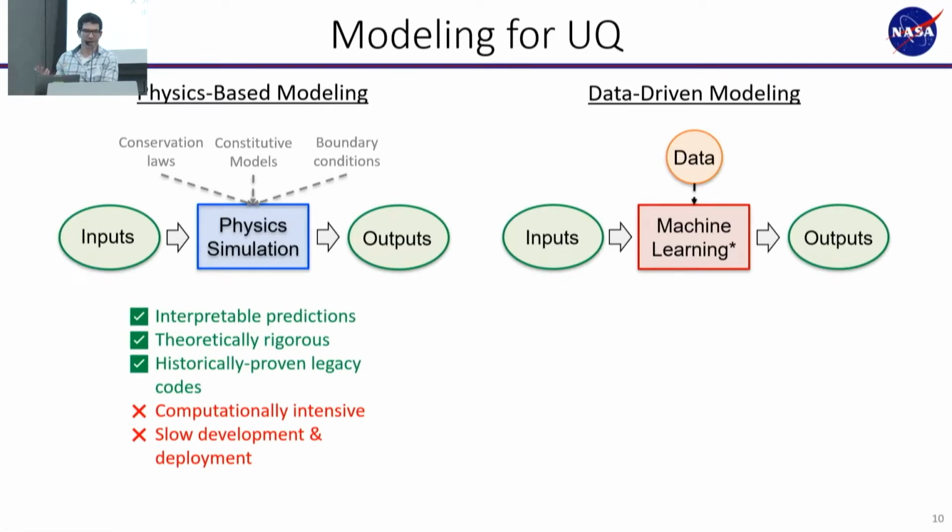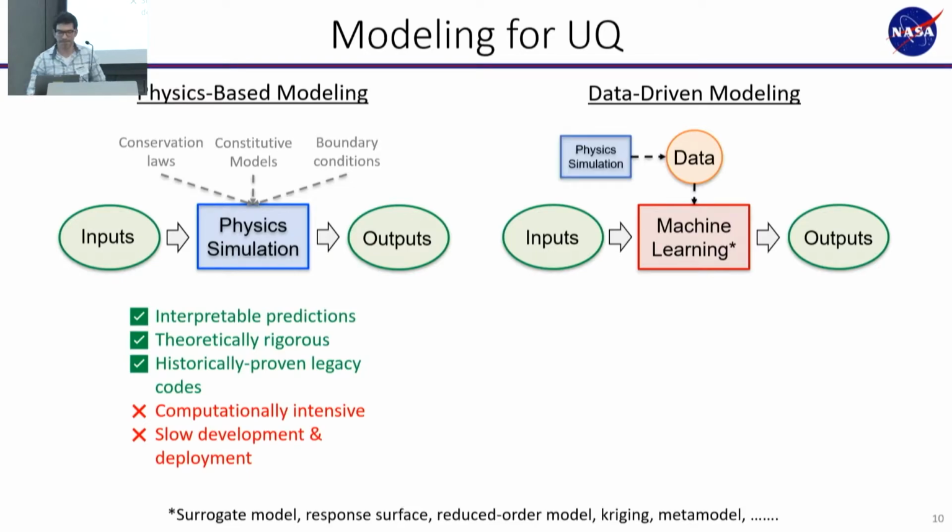It can be impractical to plug these models into a UQ framework, and also slow to develop and deploy. So building one of these types of models from scratch can take a really long time for anybody who has tried to do this in a small team or by themselves. All right, so it's usually the computational intensity that drives us to try to adopt machine learning for UQ.